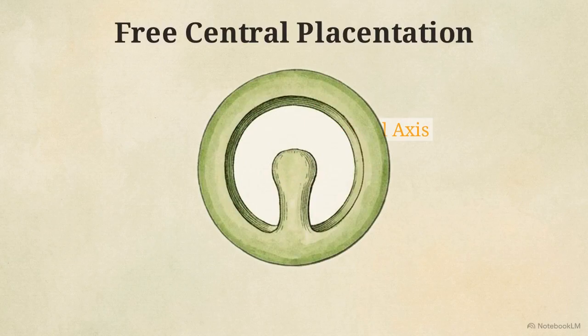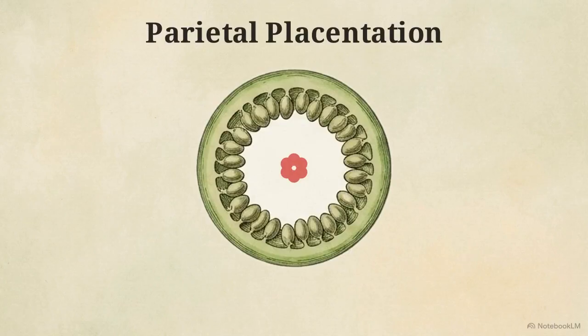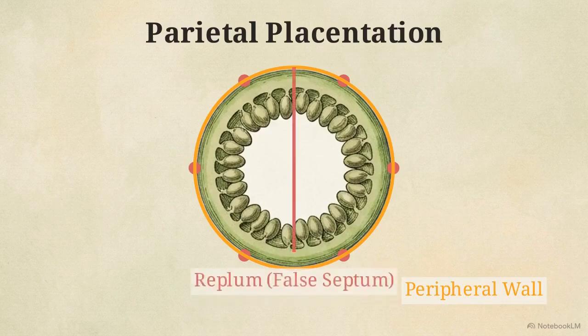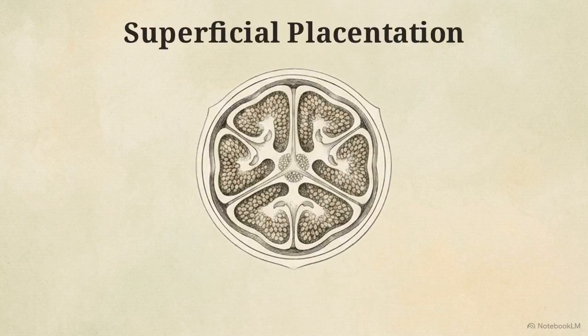If those dividing septa are absent, it is free central placentation. The ovules remain on a central axis, but they occupy a single open chamber. This is characteristic of dianthus and primrose. Parietal placentation occurs when ovules attach to the peripheral outer wall. In plants like mustard, a false septum called a replum often forms, making a single chamber look like 2.